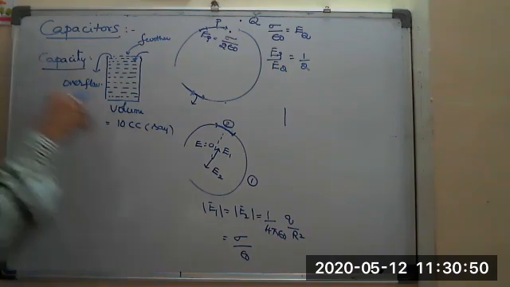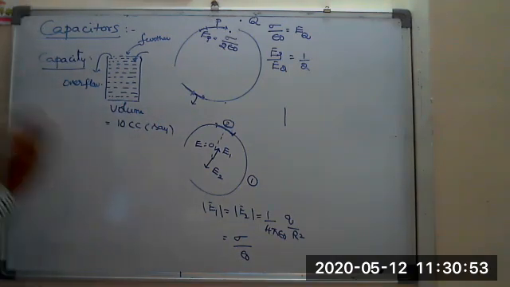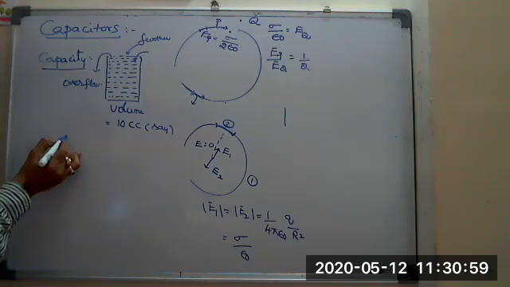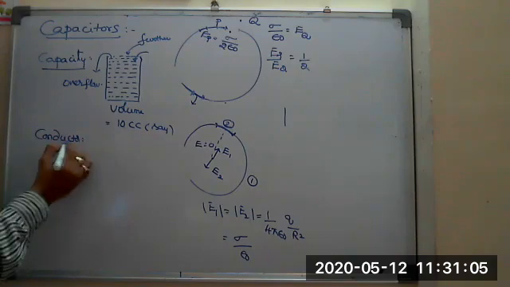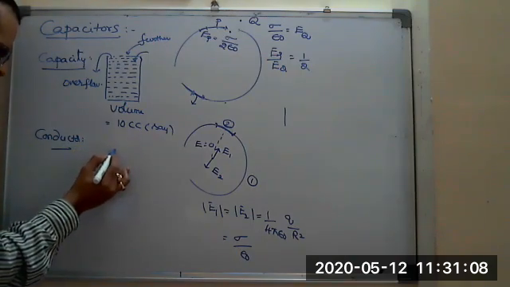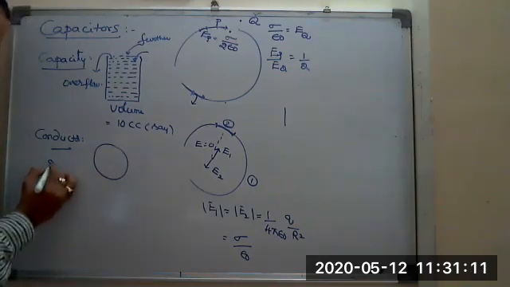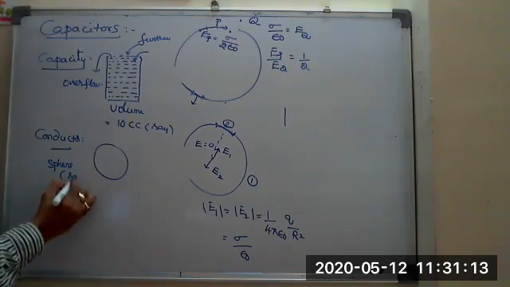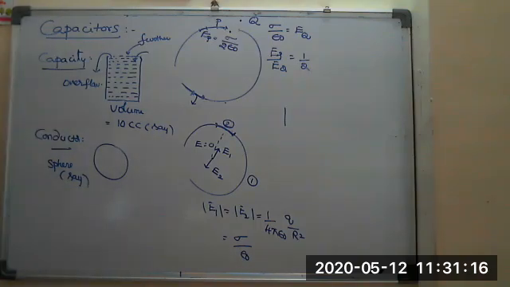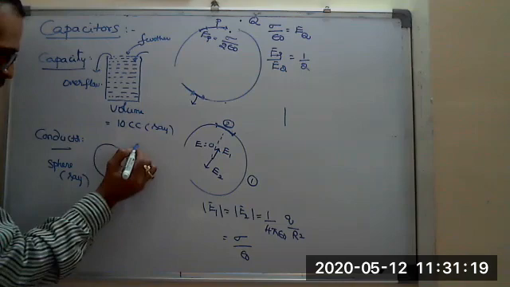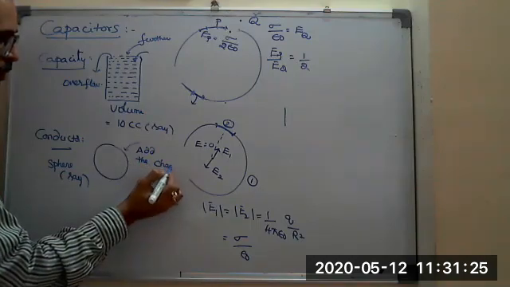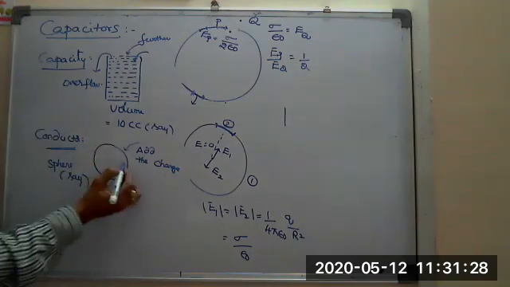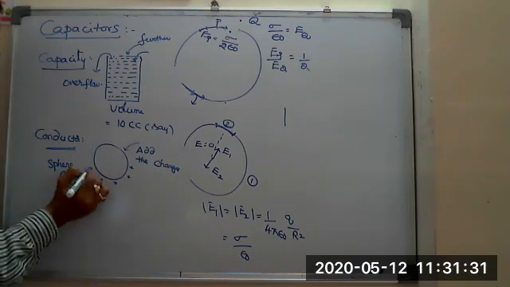In the same way, here also one problem arises. What is that, sir? Suppose you take one conductor, of any shape, like a sphere. For this conductor, here I am adding charge. Since it is a conductor, the charge resides over the surface.